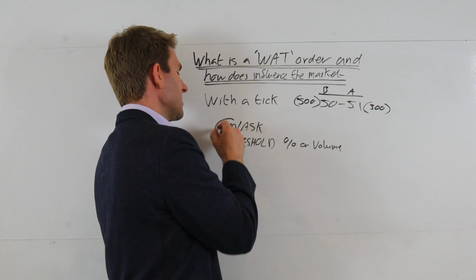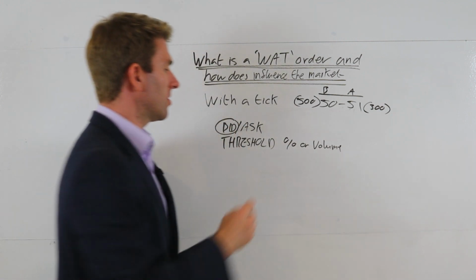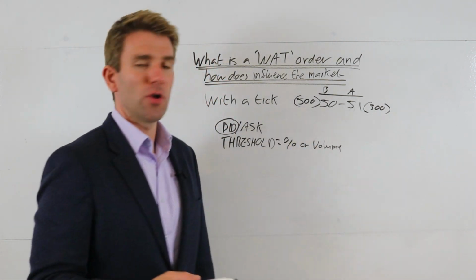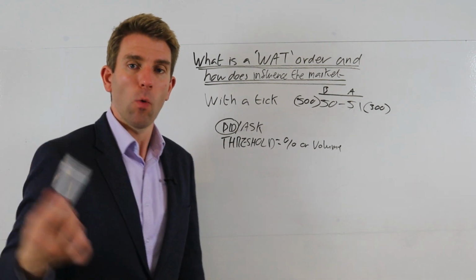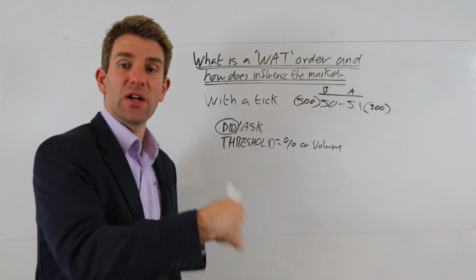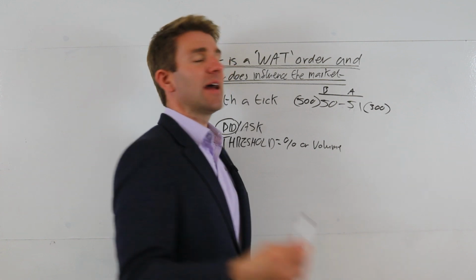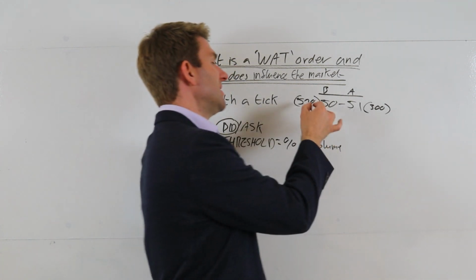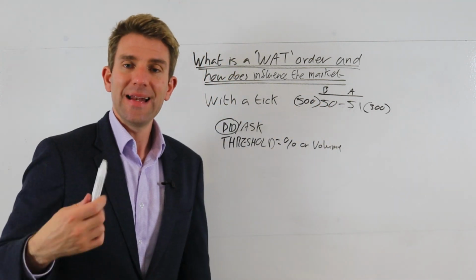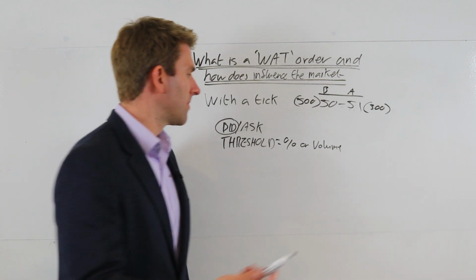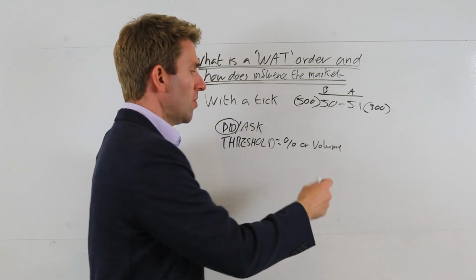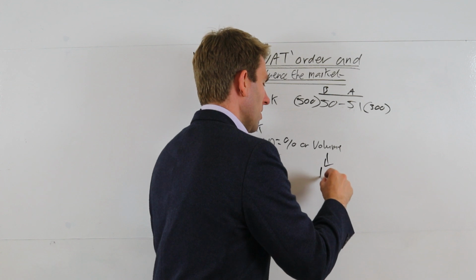We're on the bid or the ask, in this case we're on the bid. The threshold, which is either in a percentage or volume. So the threshold is basically at what point does the other side of the spread, in this case the ask, have to get to before we turn this limit order into a limit order plus one or a market order. So in other words, we could say, okay, the volume here, let's make it 100.